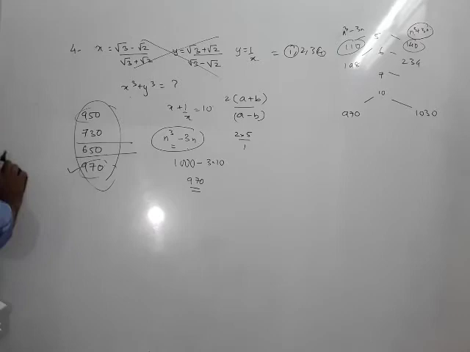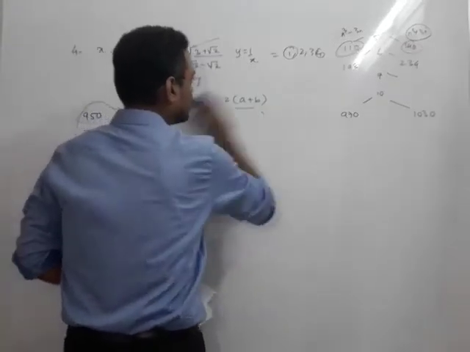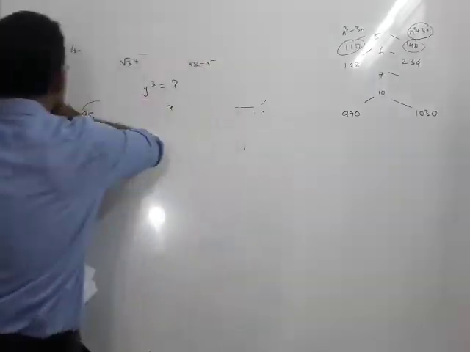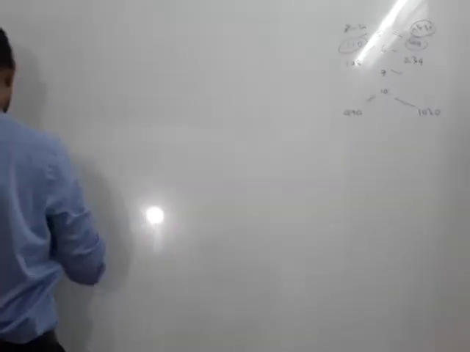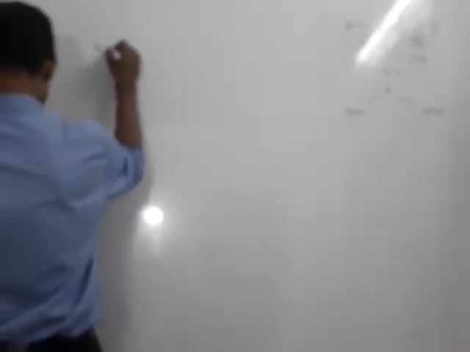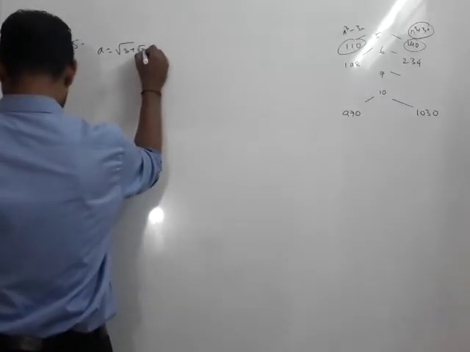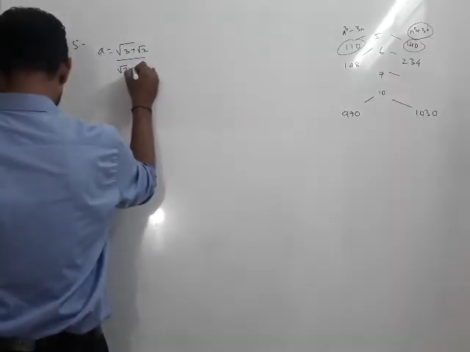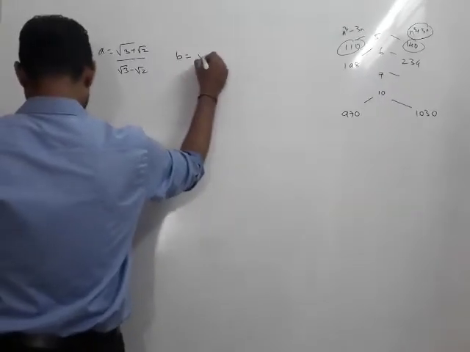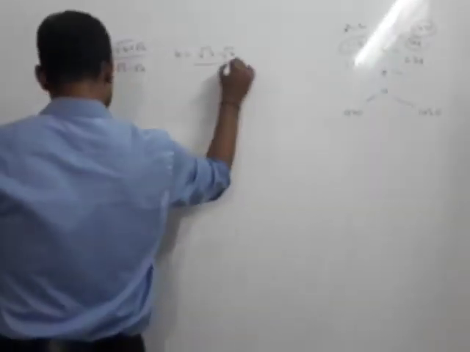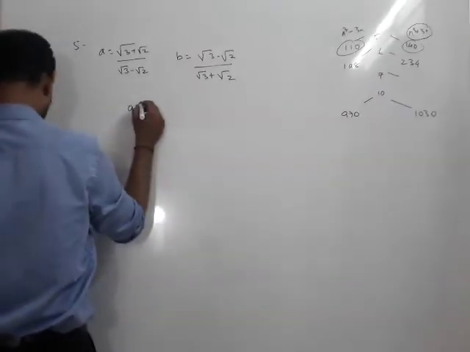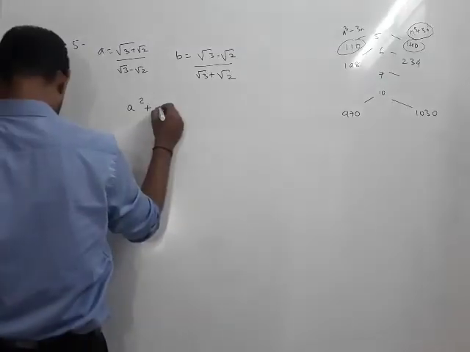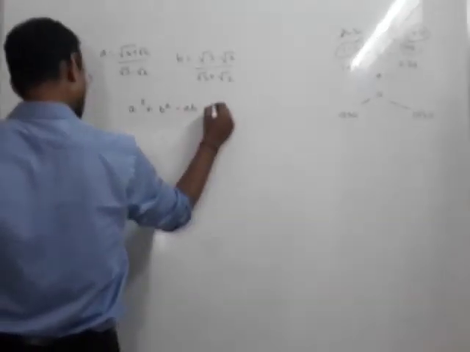Kindly take a screenshot. A is root 3 plus root 2 upon root 3 minus root 2. B is root 3 minus root 2 upon root 3 plus root 2. What they have asked for now, the examiner has become smarter.